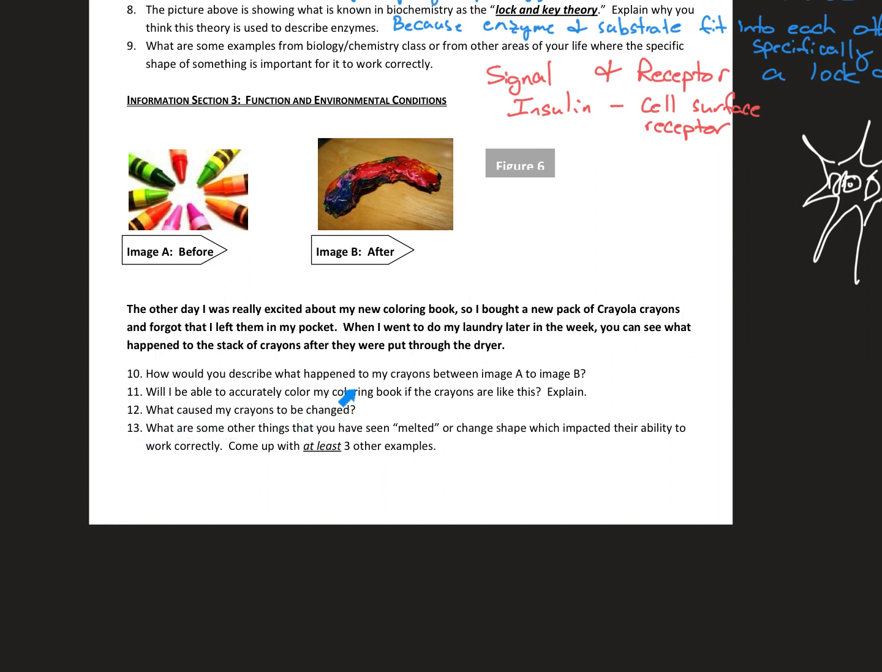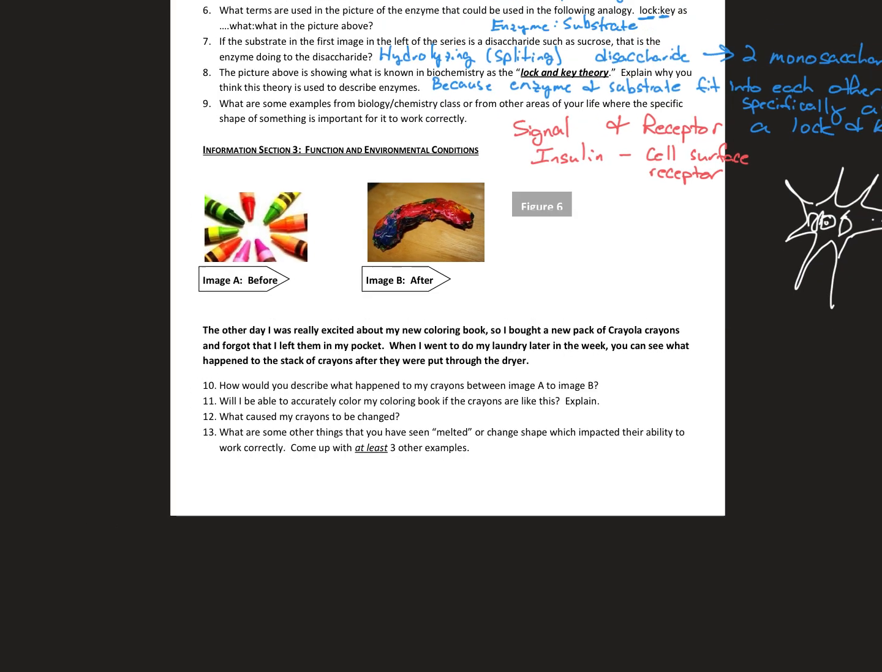What caused my crayons to be changed? The heat, right? The shape changed because of the heat. What are some things that you've seen that melted? Now, they use the word melted. In this case, that is what happened. It turned from solid to liquid and then went back to solid again. Have you seen things melt or change shape, so two different things, right? Which impacted their ability to work correctly. Come up with at least 3 examples where the change in shape made it not work correctly.